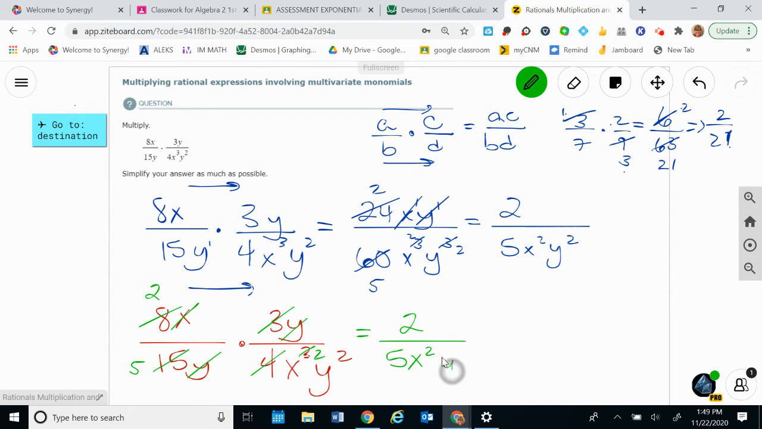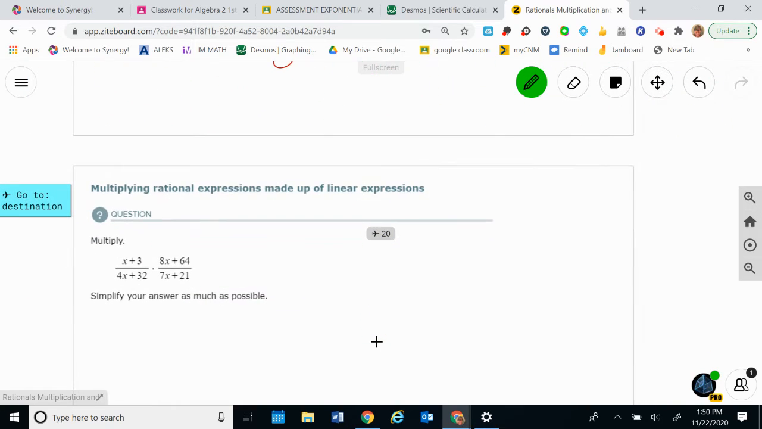The only danger I see in this is that sometimes you miss things that are there just because it can get disorderly. So be real careful when you cross out things and look carefully to make sure you don't miss anything. All right, let's try the next one.